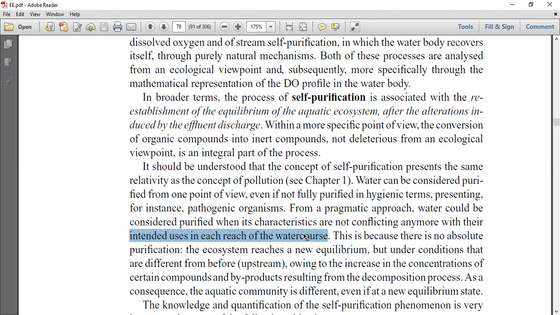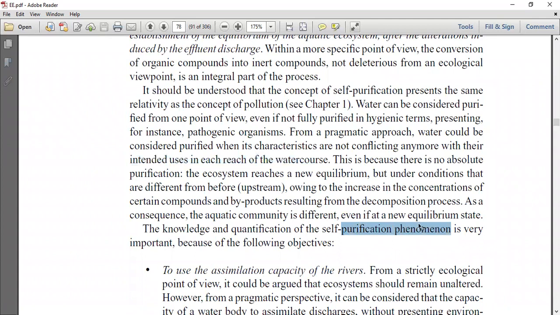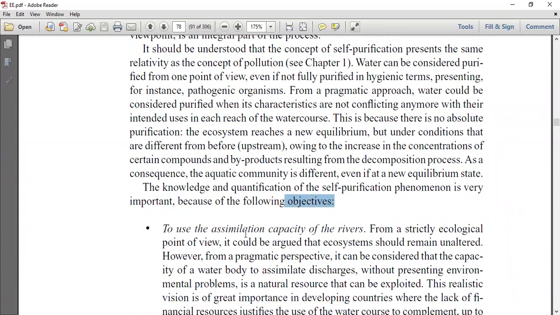The ecosystem reaches a new equilibrium, but under conditions that are different from before, owing to the increase in the concentration of certain compounds and byproducts resulting from the decomposition process. As a consequence, the aquatic community is different, even if at a new equilibrium state. The knowledge and the quantification of the self-purification phenomena is very important because of the following objectives. First, the use capacity of the river from a strictly ecological point of view.